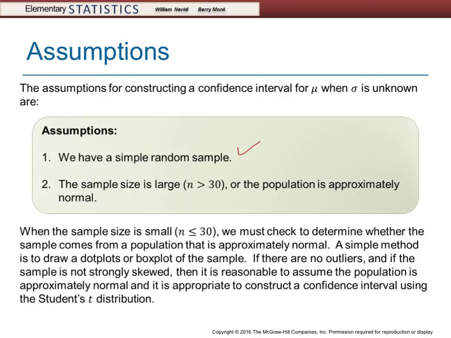If there are no outliers, and if the sample is not strongly skewed, then it is reasonable to assume the population is approximately normal. And it is appropriate to construct a confidence interval using the student t distribution. This is also true when we do know sigma as well.